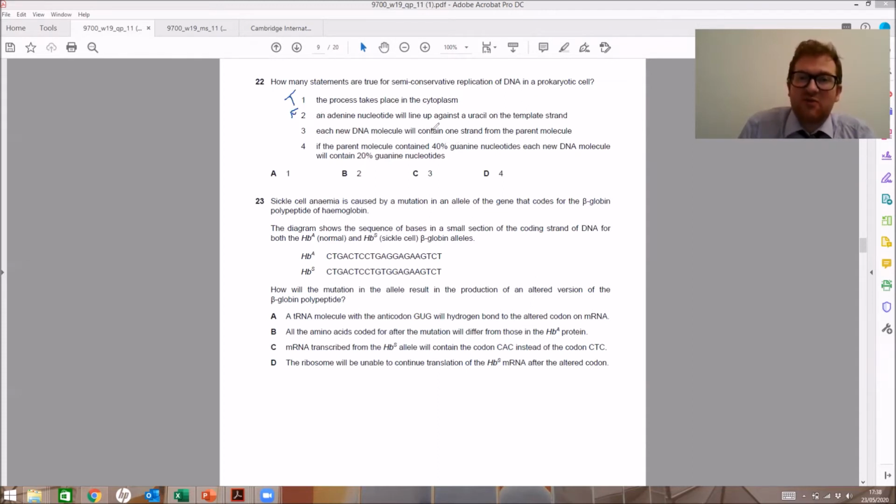Each new DNA molecule will contain one strand from the parent molecule. Yes, that's true. Each new DNA molecule will contain one strand from the parent and then also one copied strand that was created. So statement 3 is correct.